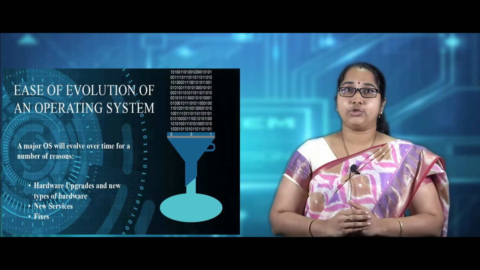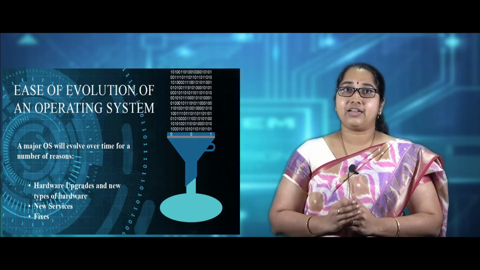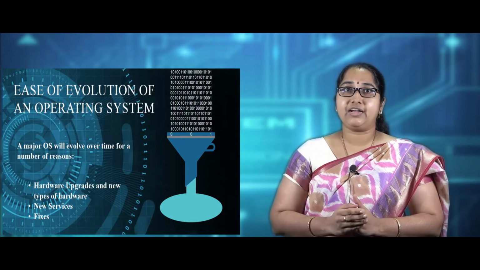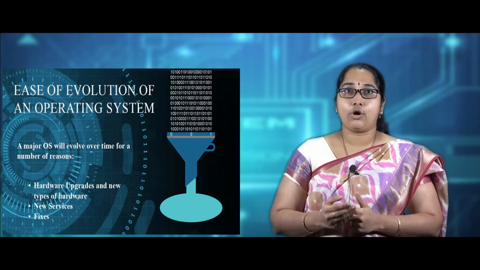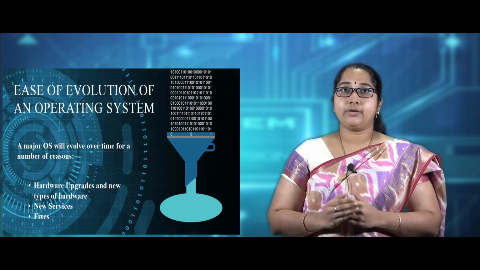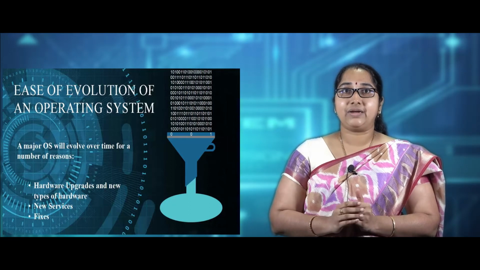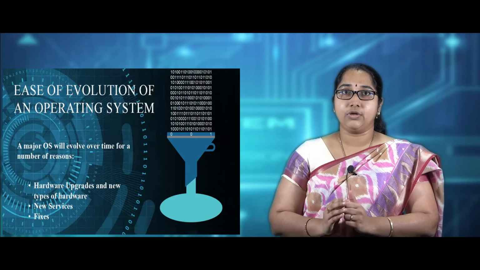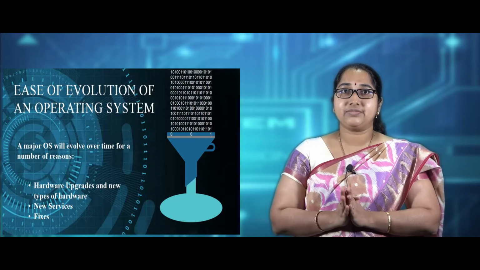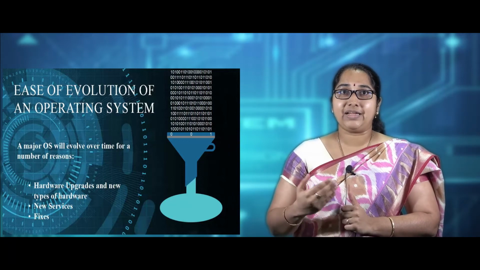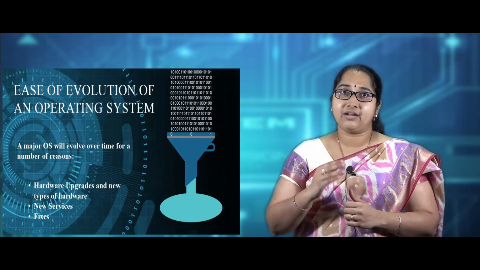Similarly, whenever new hardware is added or upgraded, the corresponding operating system needs to be upgraded. The second reason for evolution is the addition of new services. Based on the requirements of the user as well as the requirements of the system engineer, we definitely need to add some new services to the operating system. So as a result, we need to evolve the operating system. The third reason for evolution of the operating system is fixing of faults. Whenever an operating system is present, there will definitely be some faults in it. So we need to detect it and fix it from time to time. This is one of the reasons why the operating system needs to be evolved from time to time, and definitely some new faults will come and again we need to fix them and evolve further.